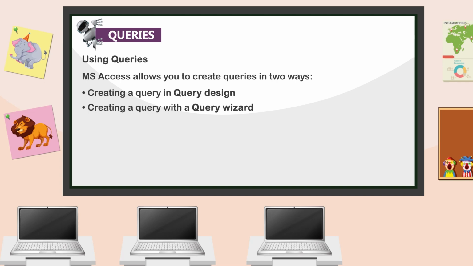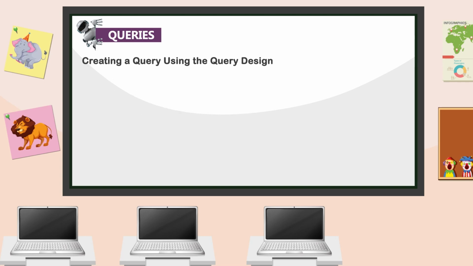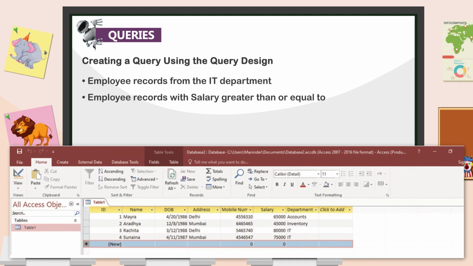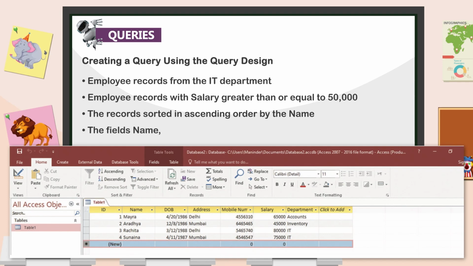Let's see how we can create a query using the Query Design. Consider the employee table given below. Let's design a query to display employees' records from the IT department, with salary greater than or equal to 50,000, sorted in ascending order by the name, and showing the fields name, department, and salary. Let's create a query for the above conditions now.